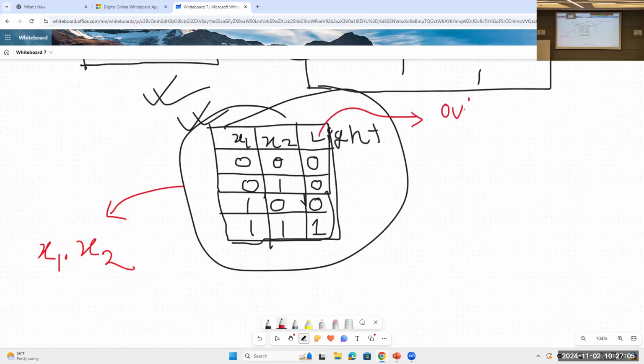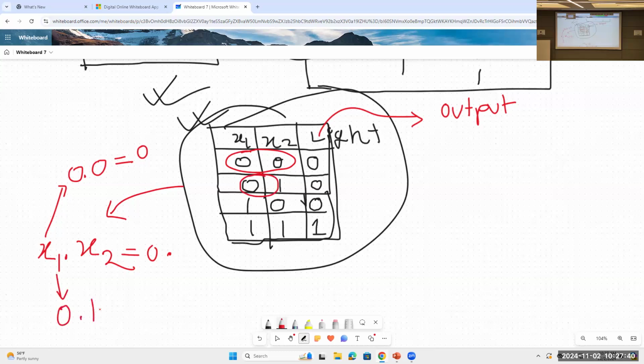So this is the output. As you can see, if I put the first two values, x1 as 0 and x2 as 0, according to the Boolean operation, what will be the result? 0. 0 times 0 is equal to 0. And let's go to the second combination, where x1 is equal to 0 and x2 is equal to 1. So 0 times 1, what will be the result? 0. That's what it is.